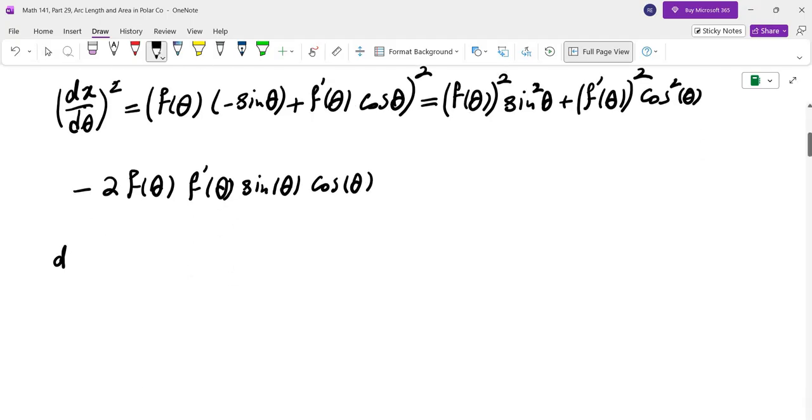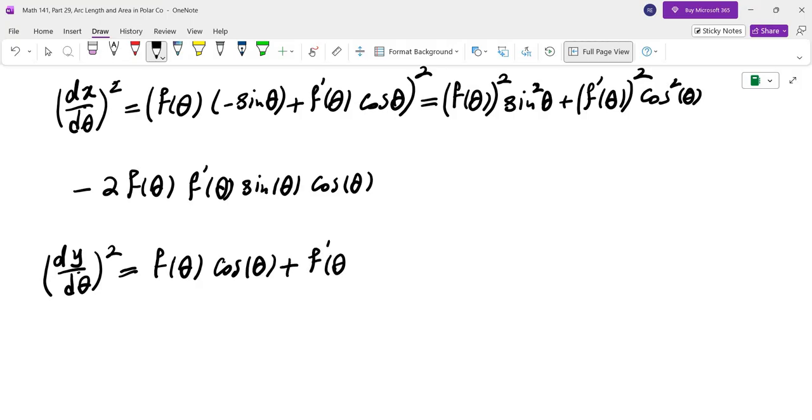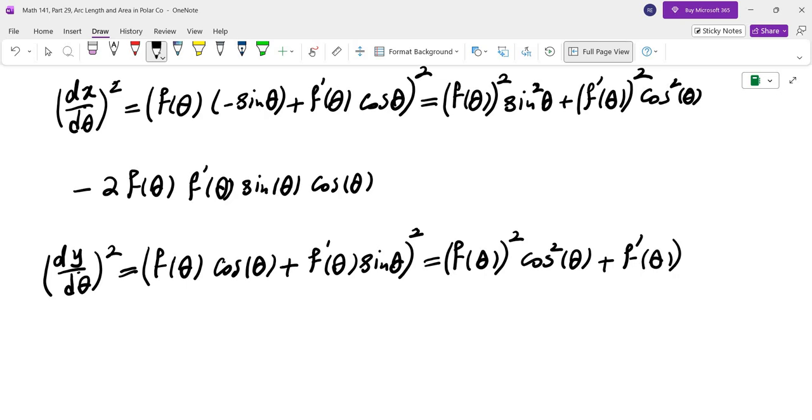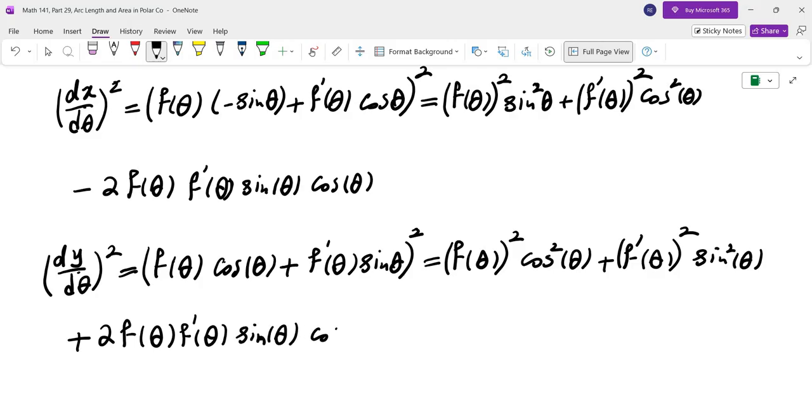Let's do the same thing for the derivative of y with respect to theta, and then we'll add them. So we get f of theta times cosine of theta, the derivative of sine is cosine, plus f prime of theta times sine of theta, and then we'll have to square that. If we square that, we get f of theta squared times cosine squared of theta plus f prime of theta squared times sine squared of theta. And now this time it becomes plus 2 f of theta, f prime of theta, sine of theta, cosine of theta.